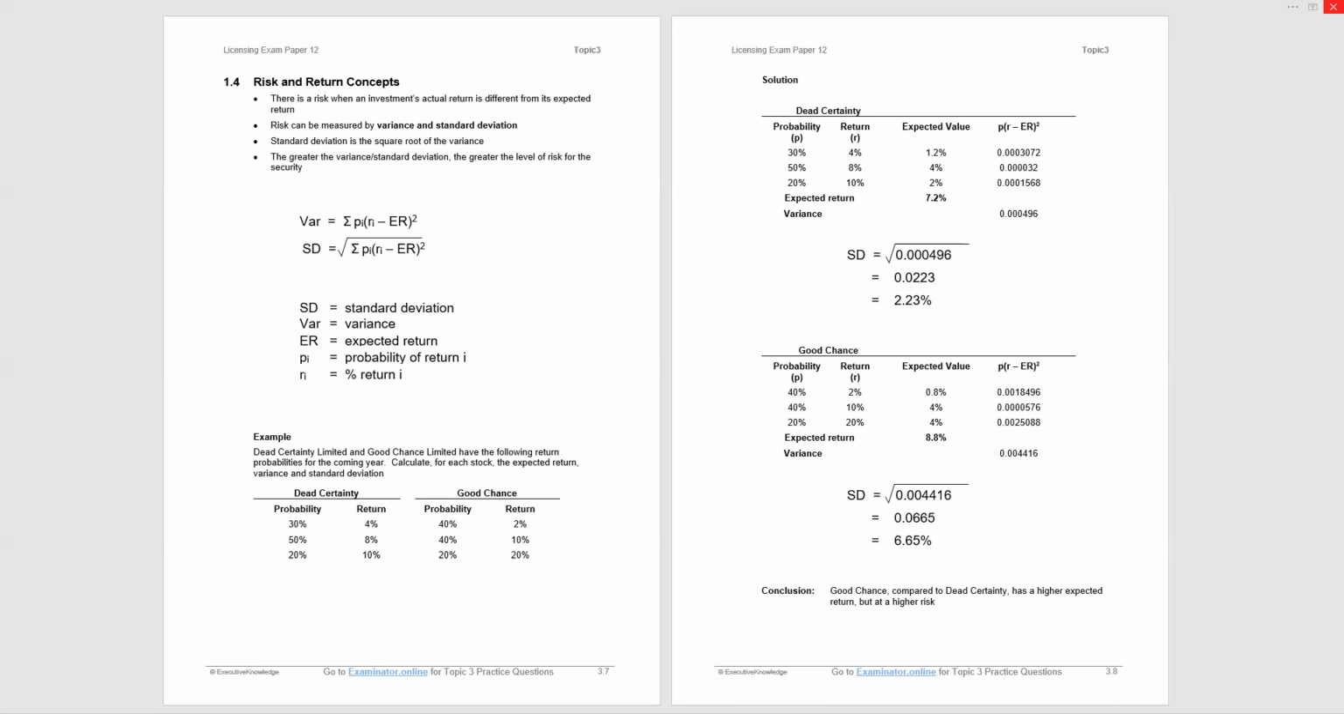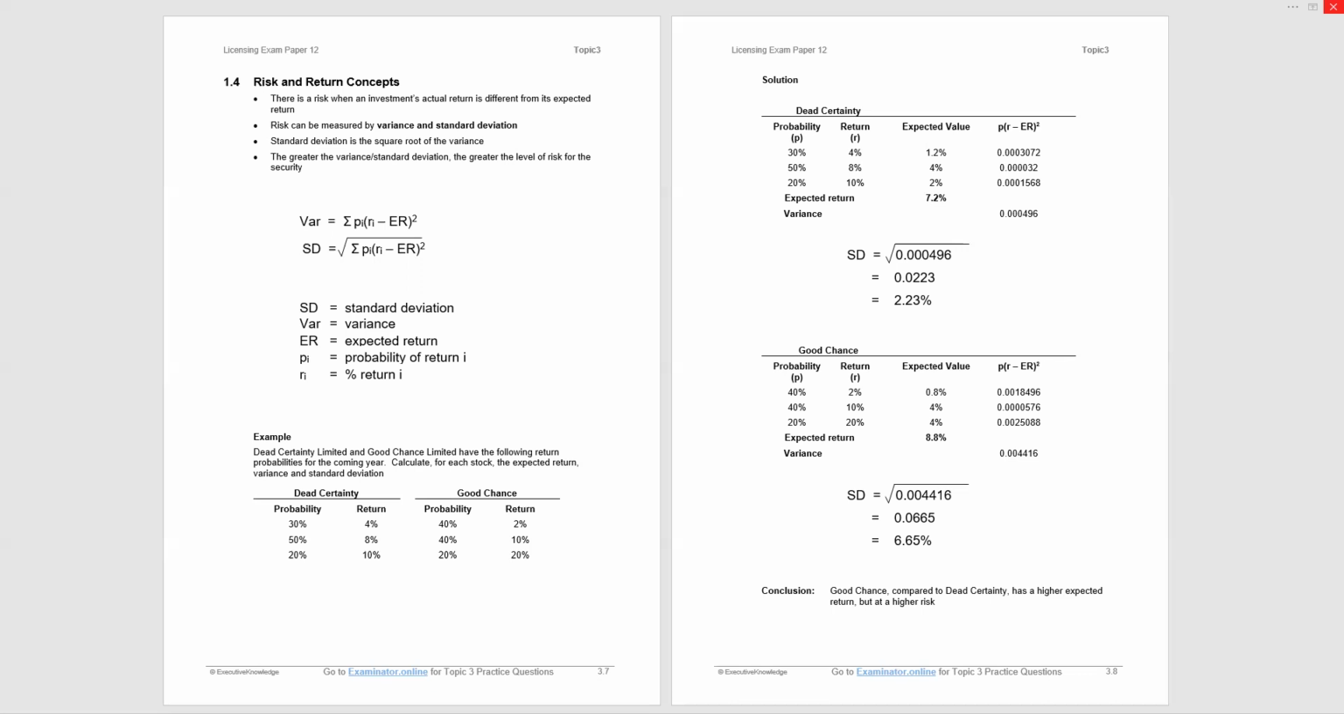So we see that good chance's expected return is greater than that of dead certainty. So if we're investing, surely we want the higher return. But let's calculate the standard deviation. Using the same process, we take the difference between the forecast returns and the expected return, we square the difference and apply the probability. For the three forecast returns, we add up those values and we get a variance of 0.004416.